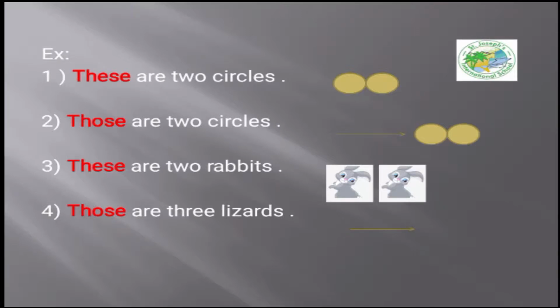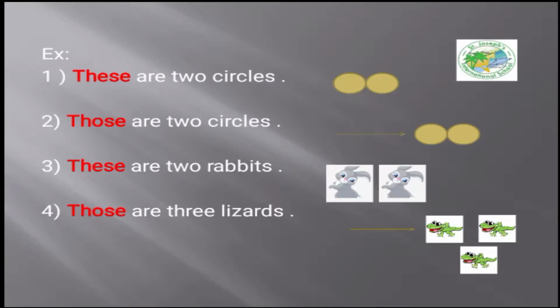Number 3, the 2 rabbits here, they are close or far from the sentence? They are close. So I use these or those. Of course, I'm gonna use these are 2 rabbits. These are 2 rabbits.